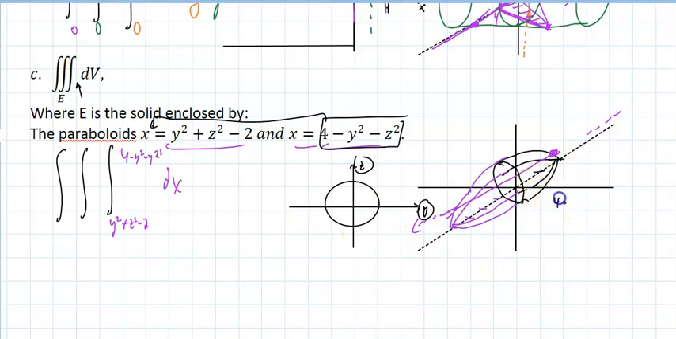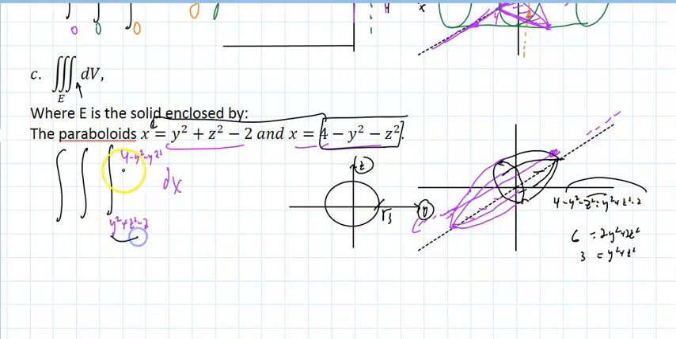And that's going to be 4 minus y squared minus z squared equals y squared plus z squared minus 2. So if I move this to the right, that will be 2y squared plus 2z squared equal 6. Divide by 2 on both sides, y squared plus z squared equal 3. So this is a circle with a radius root 3.